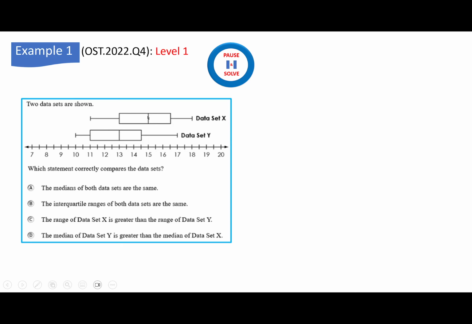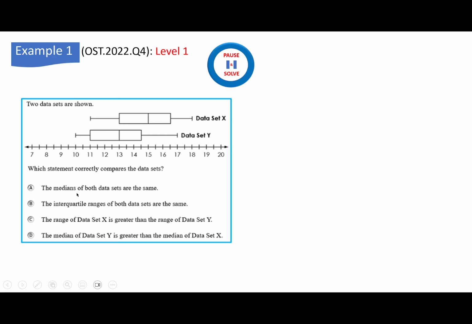Remember, this is the median. This is the third quartile. This is the first quartile. This is the minimum. This is the maximum. From here to here is the interquartile range, this minus this. The range is the maximum minus the minimum. So which statement correctly compares the data sets?